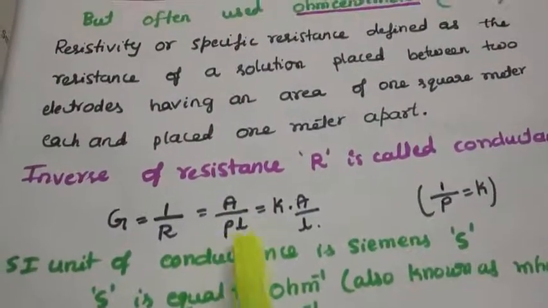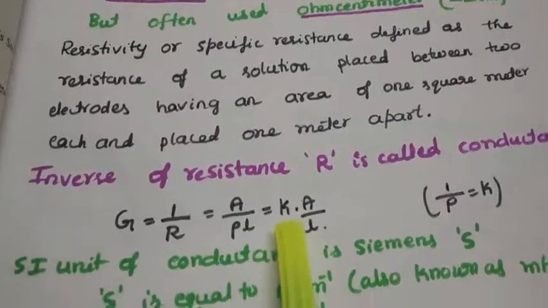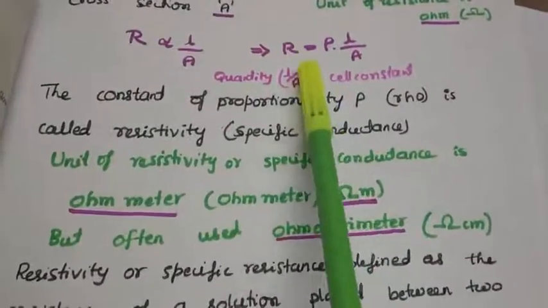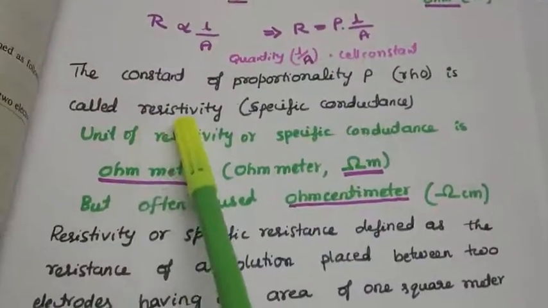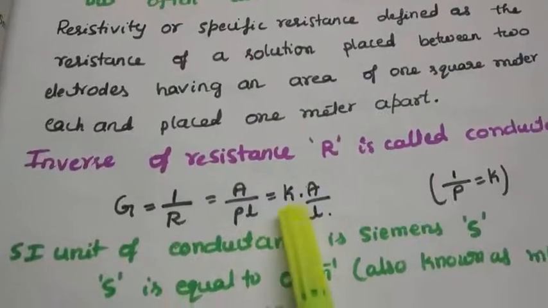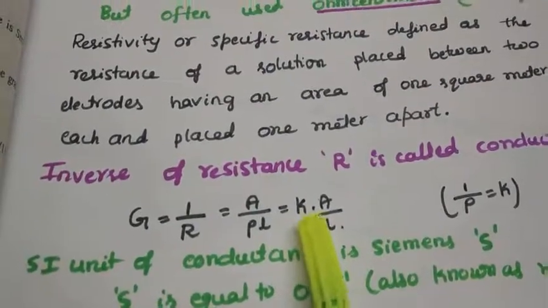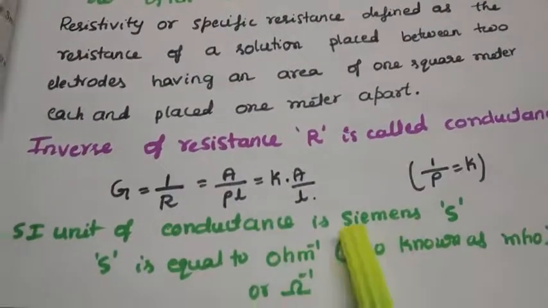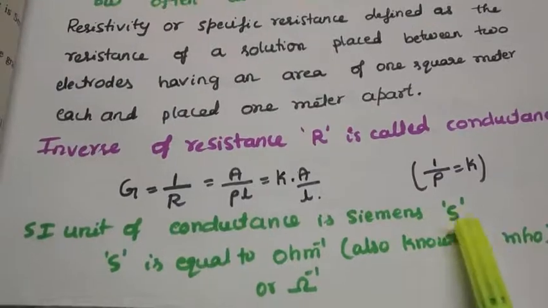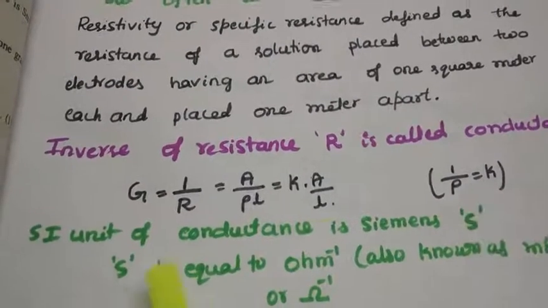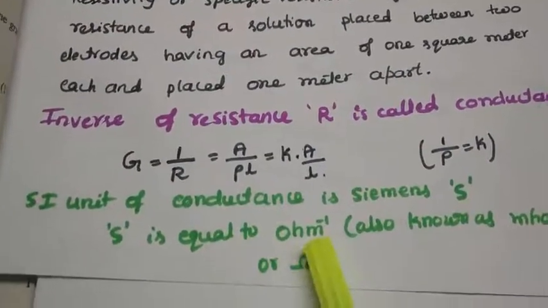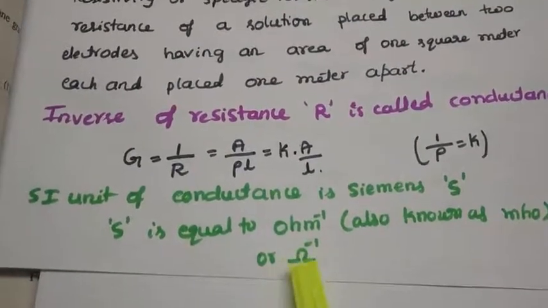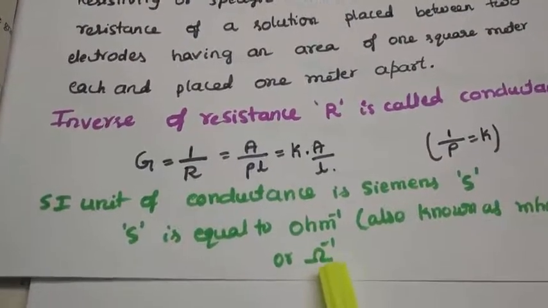So 1 by rho is equal to K. It is also a proportionality constant, where rho is resistivity. So 1 by rho is K, and it is conductivity. The SI unit of conductance is Siemens, represented as S. So S is equal to per ohm, also known as mho.